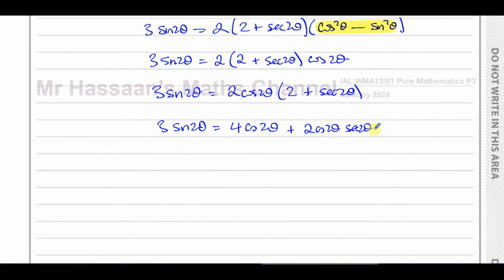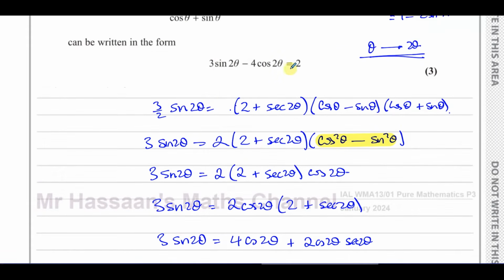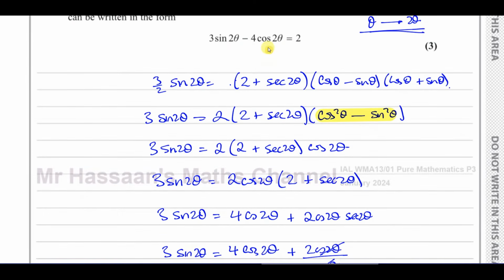But what we should remember here is secant of 2 theta is 1 over cosine 2 theta. So that will just cancel out basically. I'll write it out so that everyone's clear on that. This is 3 sine 2 theta equals 4 cosine 2 theta plus 2 cosine 2 theta over cosine 2 theta, because secant theta is 1 over cosine theta. They cancel out. So we're left now with 3 sine of 2 theta minus 4 cosine of 2 theta equals 2. Just subtract that from both sides, and that's exactly what we had to show. 3 sine 2 theta minus 4 cosine 2 theta equals 2.